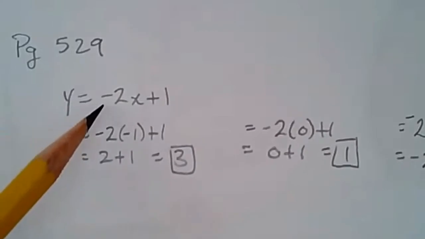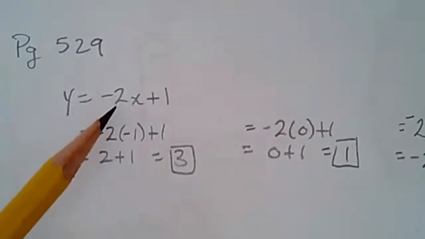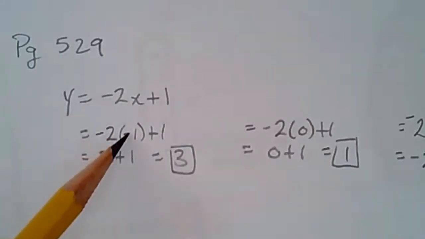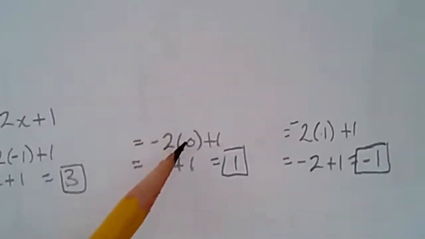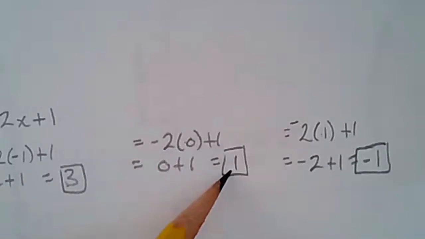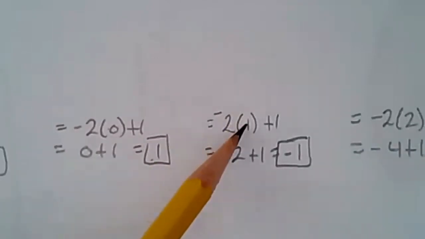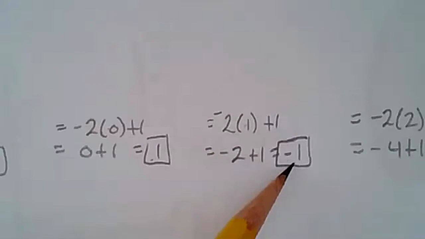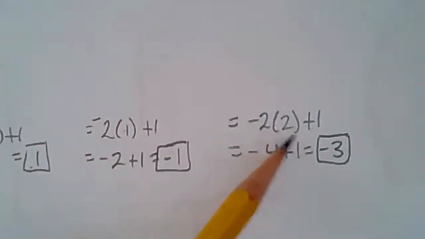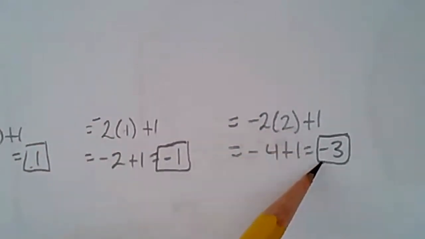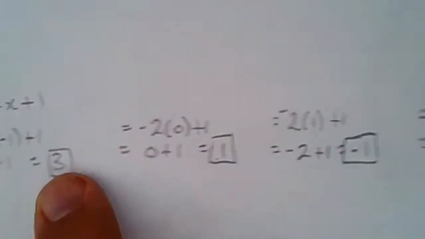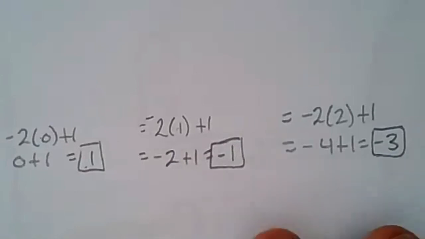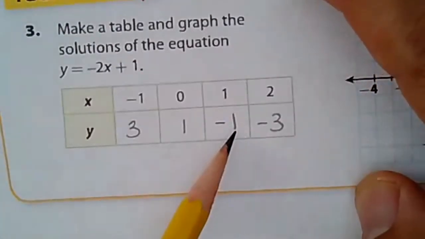And we have -2 times x. This is from our equation. So when I put -1 in here, I do the math, and I get 3. When I plug in 0, I get 1. When I plug in 1, I get -1. And when I plug in 2, I get -3. So these four values, 3, 1, -1, and -3, I place them here in my table.